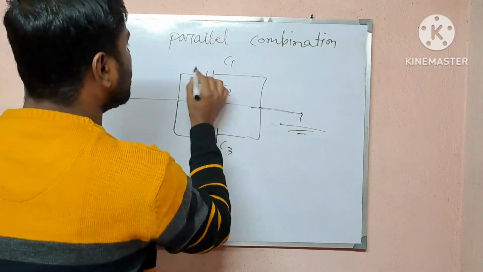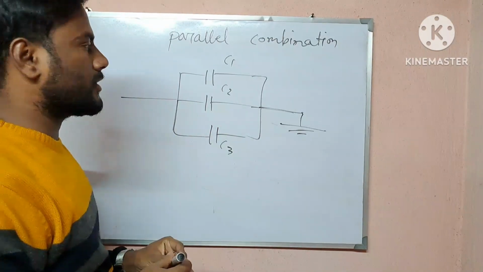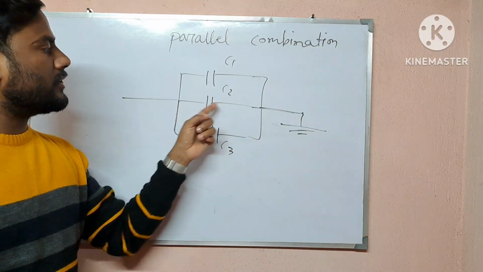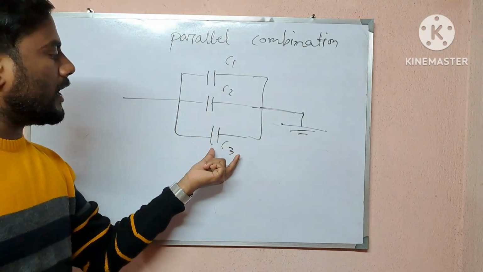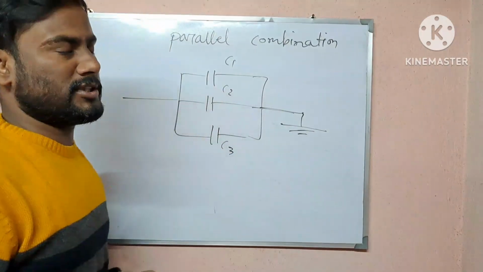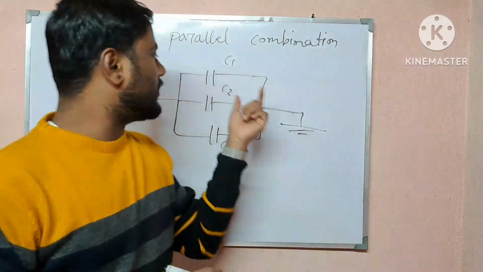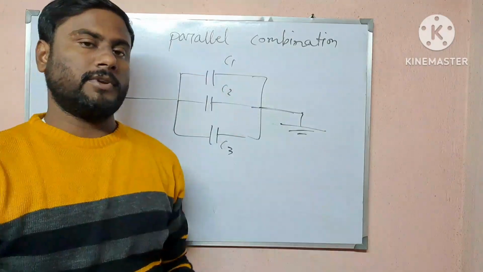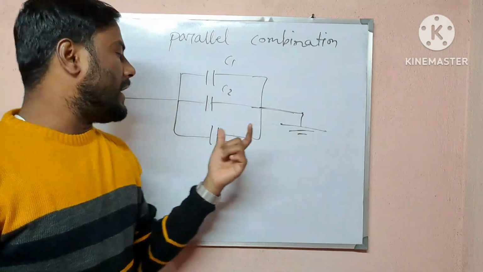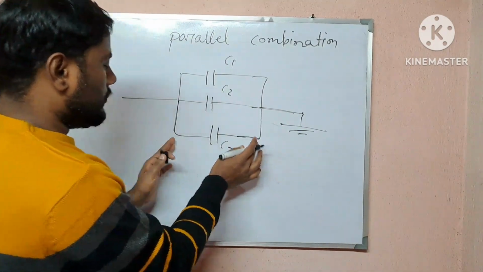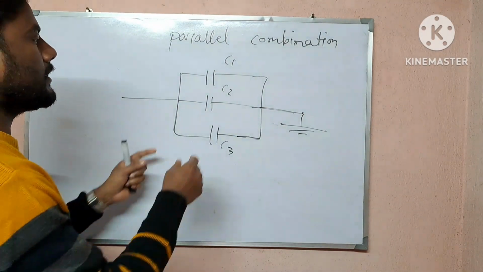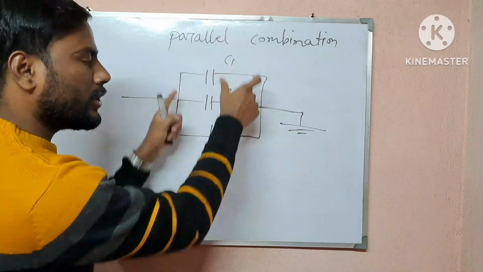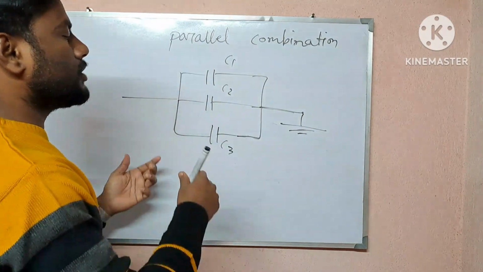So imagine that if V1 is the potential difference between the two ends of the first capacitor C1, then definitely that V1 will also be the potential difference between the two ends of the capacitor C2. You can say only V is the potential difference between the two ends of the first capacitor. Similarly, V will also be the potential difference between the two ends of the second capacitor C2, as well as V will be the potential difference between the two ends of the capacitor C3. So the potential difference between the two ends of the capacitors will be same when all of them are connected in parallel, but their charges will be different.